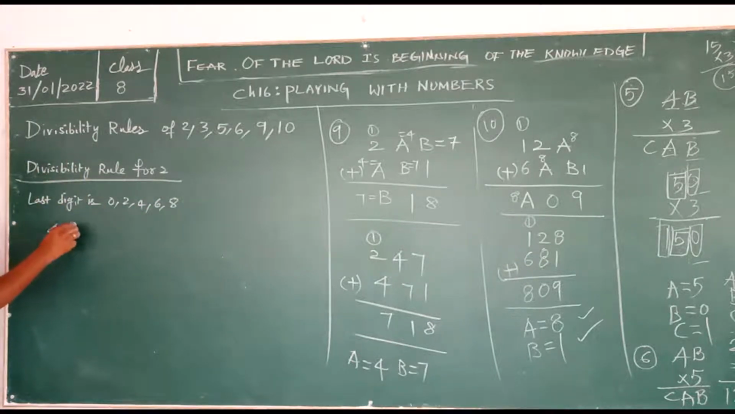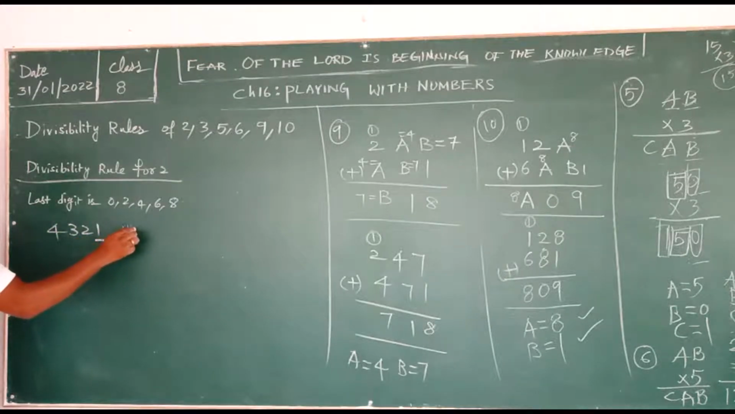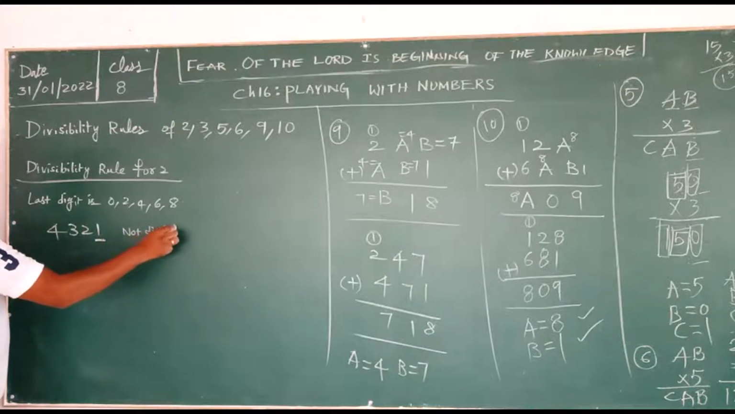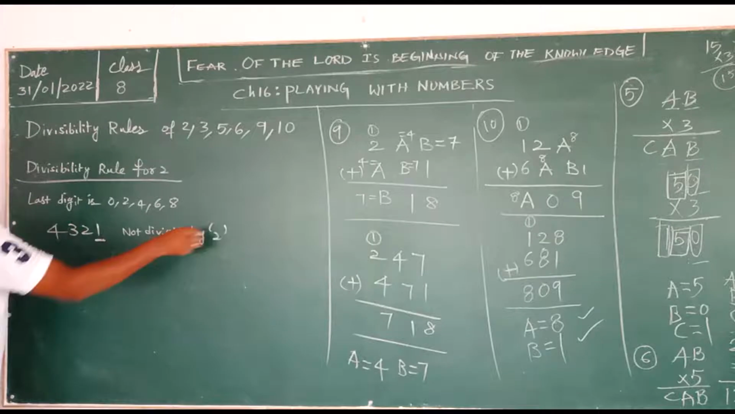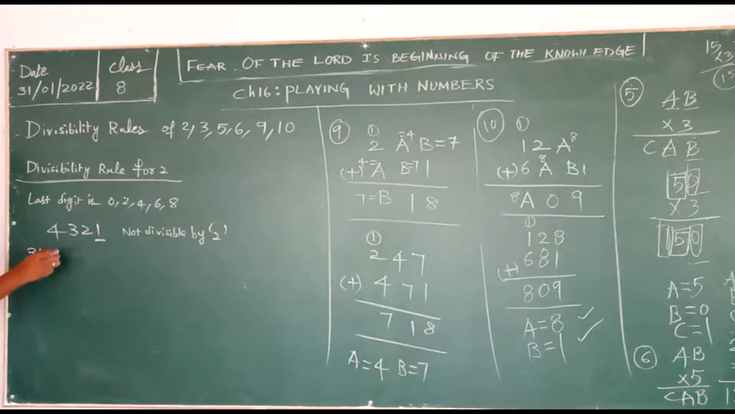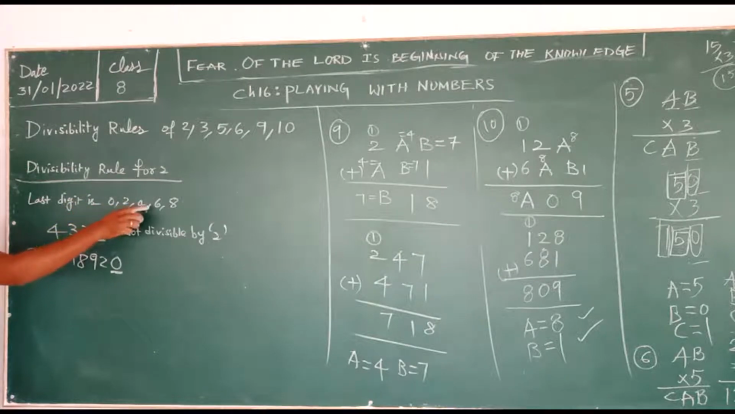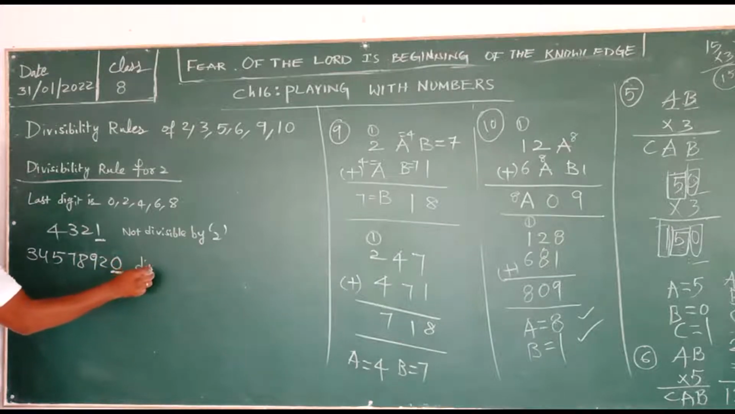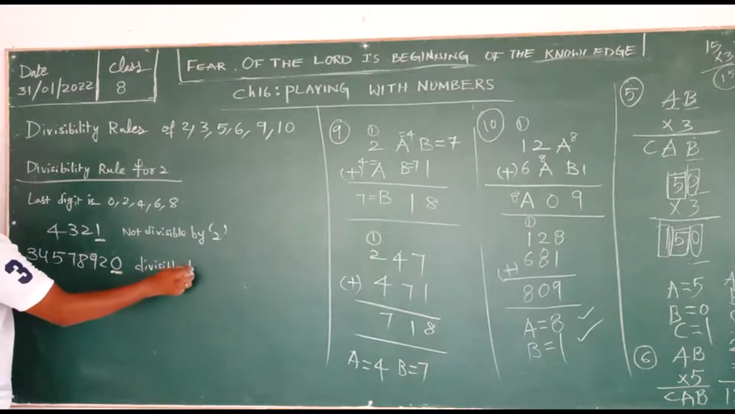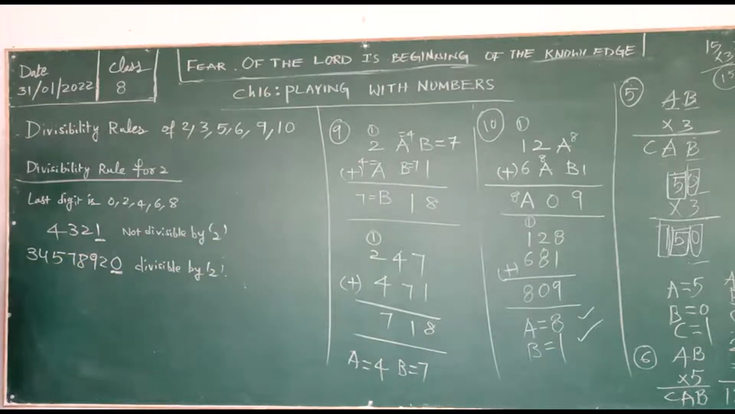For example, 4321 is given. What is the last digit? 1. So we can write not divisible by 2. If it is like 34578920 is given, what is the last digit here? 0. According to the divisibility rule for 2, last digit is 0, 2, 4, 6, 8, then it is divisible by 2. So here 0 is there, so you write divisible by 2. Finished. Have you understood?